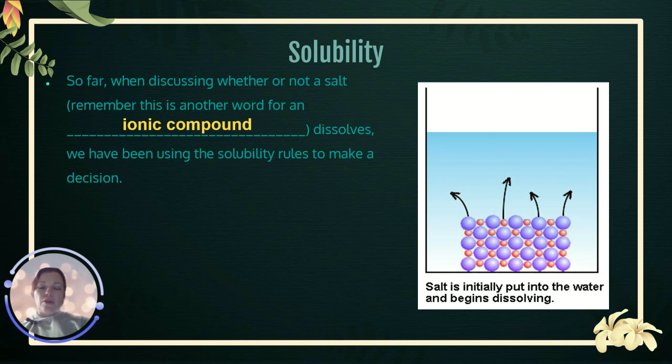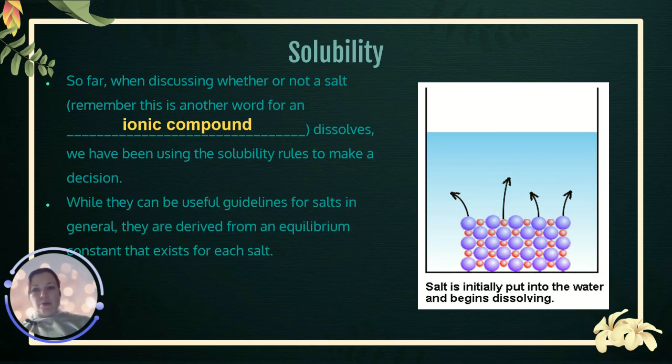So far, when discussing whether or not a salt, remember that's another word for an ionic compound, dissolves, we've been using the solubility rules to make a decision. Specifically, we've talked about SNAP, which is that sodium, nitrate, ammonium, and potassium fully dissociate all the time. That's our assumption in AP chemistry. While those can be useful guidelines for salts in general, they are derived from an equilibrium constant that exists for each salt. So let me remind you of what solubility is.